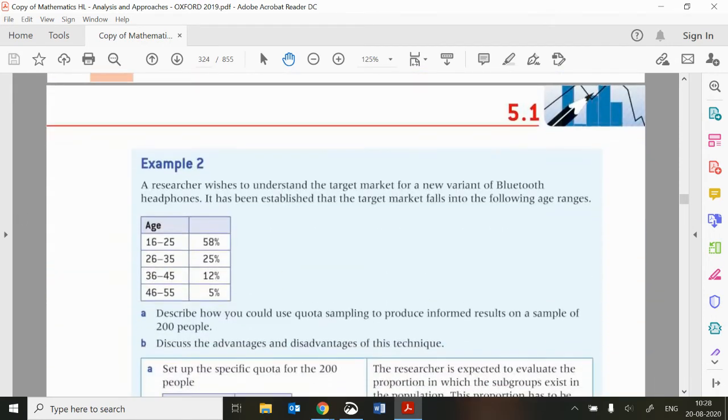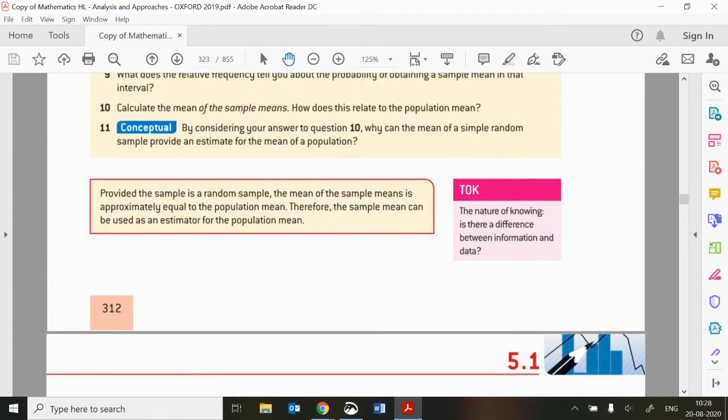There's an investigation, which I'm not going to go through. There's a little box here which says, provided the sample is a random sample, the mean of the sample means is approximately equal to the population mean.